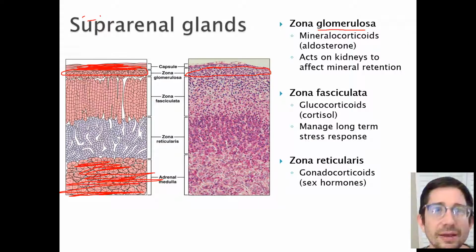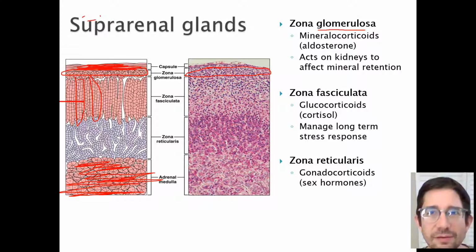Zona fasciculata, well, a fascicle is like a long, skinny fiber, like we talked about in the muscle chapter. So this zone has these long fibers, and the hormones made here are called glucocorticoids. So they're made in the cortex, and they have something to do with glucose, sugar. A specific hormone is cortisol. So cortisol is a type of glucocorticoid releasing sugar as part of a long-term stress response.